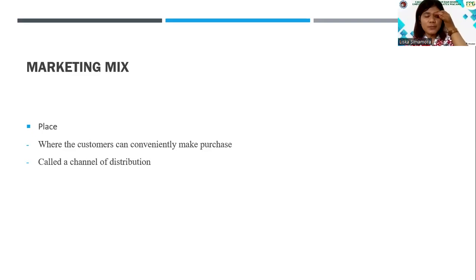Okay, so this place is called a channel of distribution. If our place is close to our customer, it means the transportation fee is cheaper. But if it is far away, it means transportation to distribute our product will be more expensive.